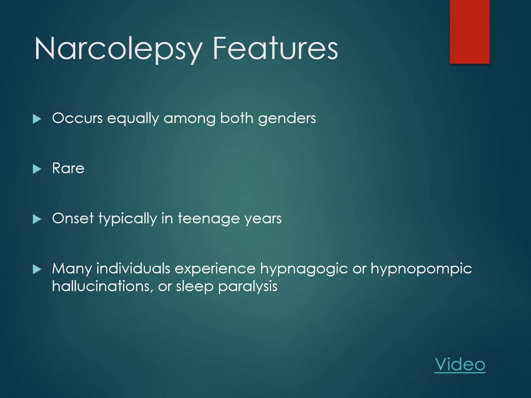Narcolepsy is rather rare and occurs equally among both genders. It tends to start fairly early in life, around adolescence. Additionally, when people either fall asleep or come out of a sleep during a narcoleptic episode, they're likely to experience either sleep paralysis, where they are awake but cannot move any of their muscles because their body is still in part of REM sleep, or they experience hypnagogic hallucinations, which occur while the person is falling asleep, or hypnopompic hallucinations, which occur when the person is waking up.